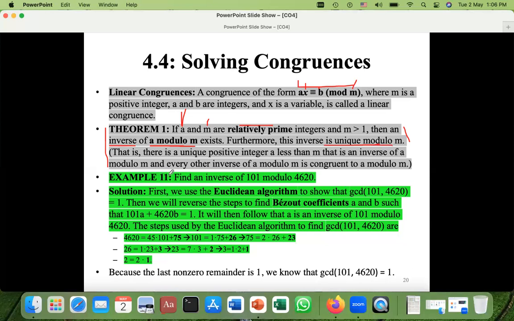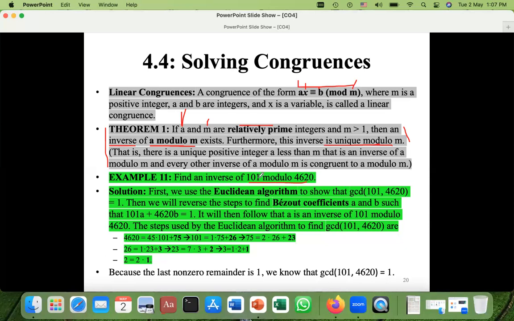Now, for example, look at this example 11. It says: find an inverse of 101 modulo 4620. You can recognize this form, a modulo m, and you have to find the inverse.